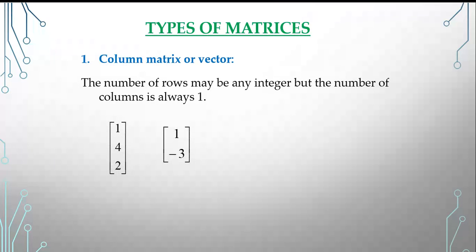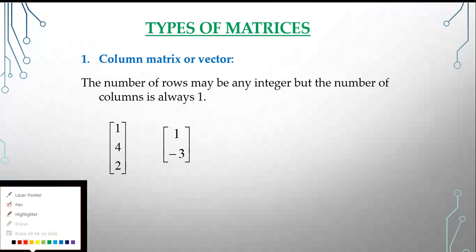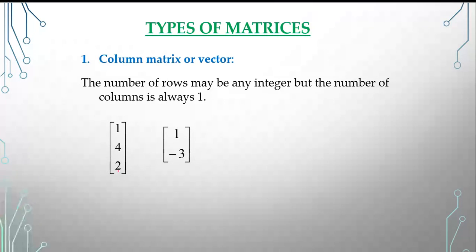Like that, here if we suppose we have this one, right? How many rows are here? Here you should check that we have 3 rows, this one, this one, and this one. So here we have 3 rows, but how many columns? We have only one column. So this is called the column matrix.